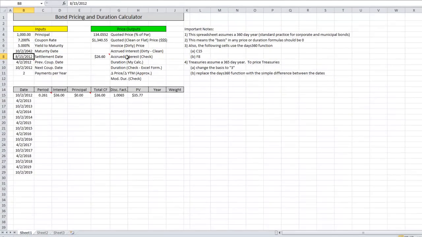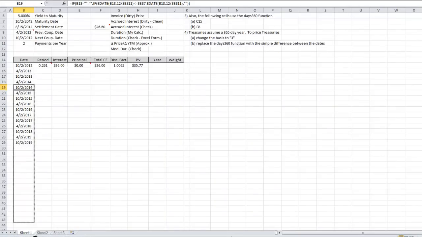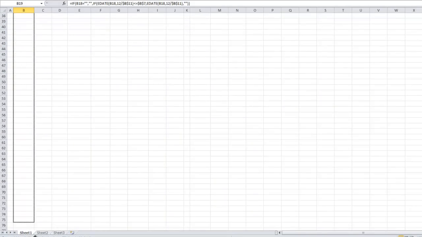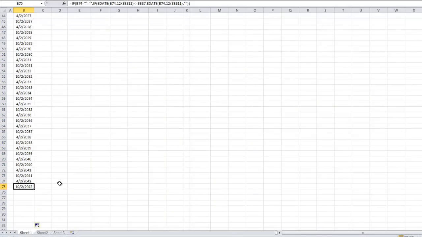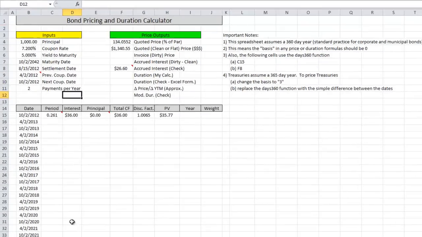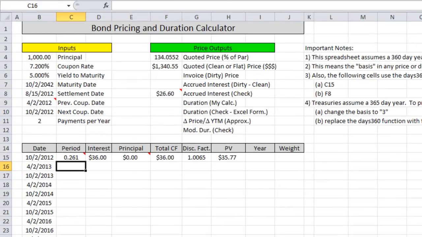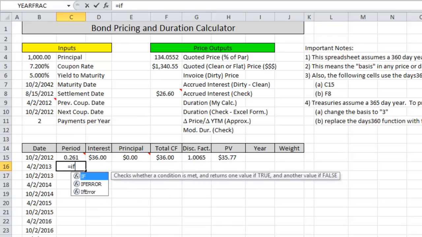I'm going to set my maturity date 30 years out, and I'm just going to drag our formula down as far as it needs to go in order to make it work. And so there it is. All right, now for the period. This is very easy because from this point forward, after that first coupon payment, every coupon payment that we get will represent one period that has elapsed. So all we have to do is this.